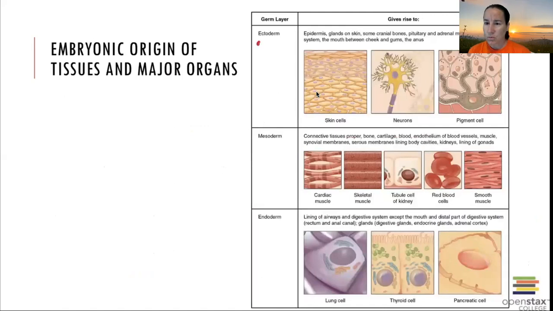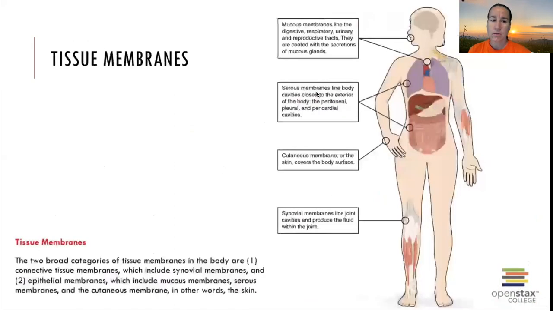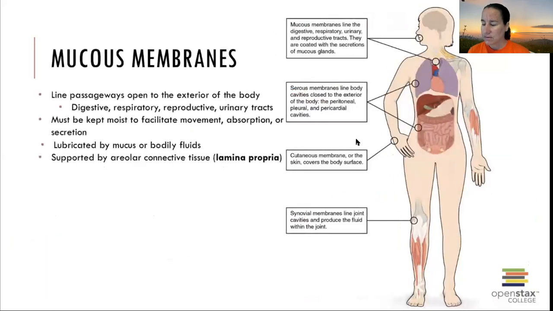The membranes are one more thing that we need to go over in this section. So there are different tissue membranes. There are mucous membranes, there are serous membranes, and there are cutaneous and synovial. So let's go through each one of these individually.